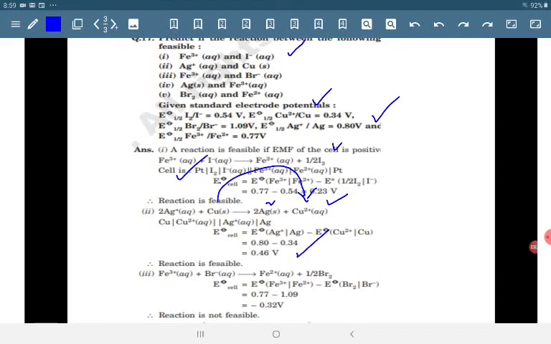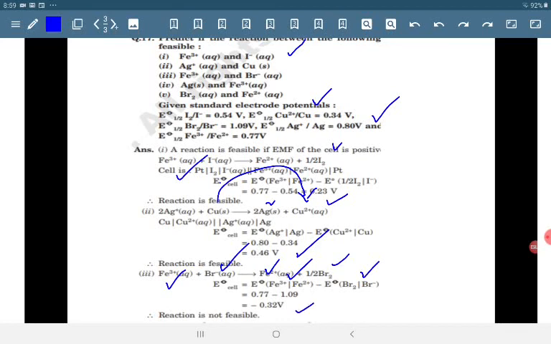Third one, Fe3+ and Br-. Now Fe3+ is getting converted to Fe2+ and Br- to bromine. Here the reduction is Fe3+ to Fe2+, plus 3 to plus 2. So Fe3+ is being reduced according to this reaction. So this should be cathode and this should be anode, but by putting this as cathode, E naught cell comes out to be negative. So this is not feasible.